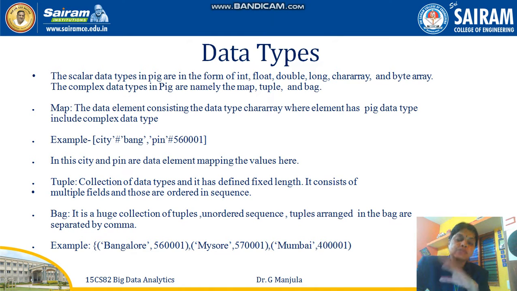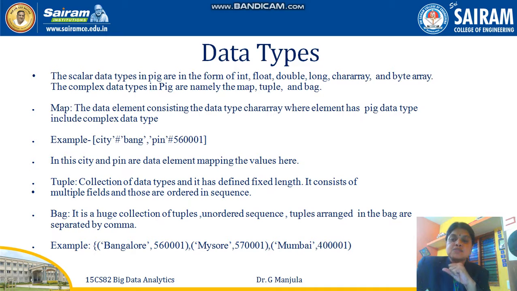Data types are categorized into two kinds. One is the scalar data type, another one is the complex data type. In the complex data types, we get Pig, the Hadoop tool. Scalar is as usual what we learn as the primitive and non-primitive data types in programming languages, it may be in C or C++. Similarly, the map is a data element consisting of a character array, where each element has a Pig data type, including the complex data type.